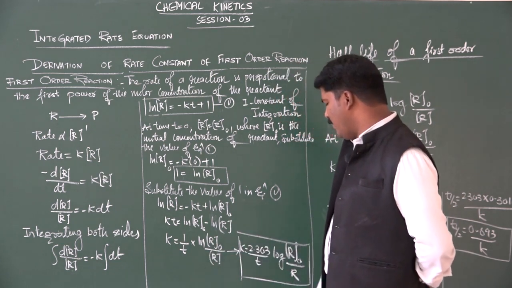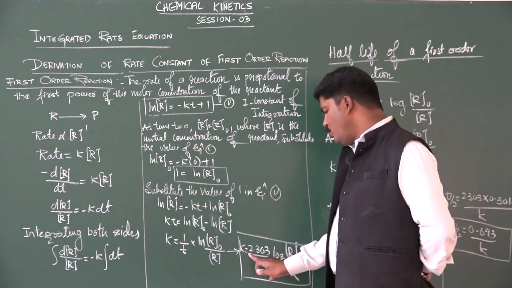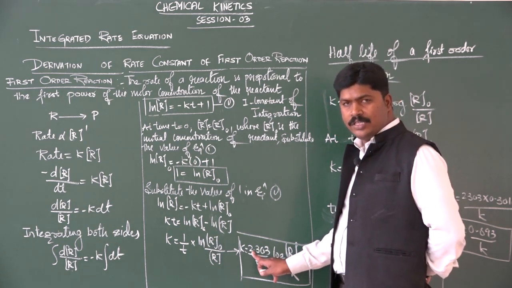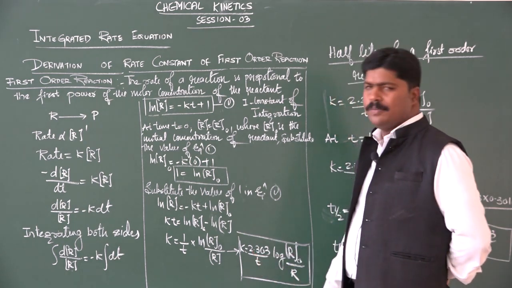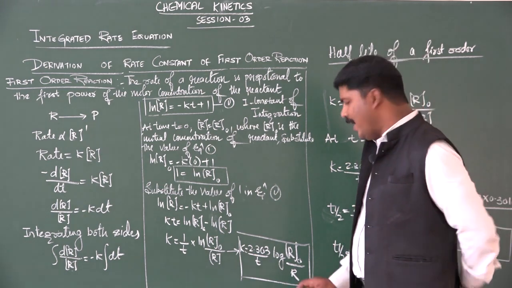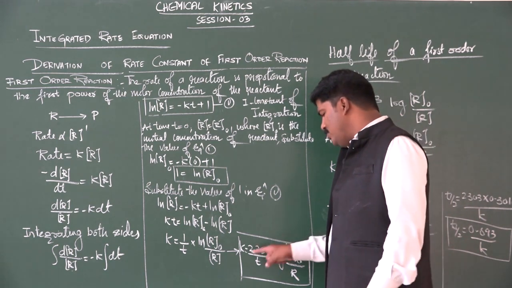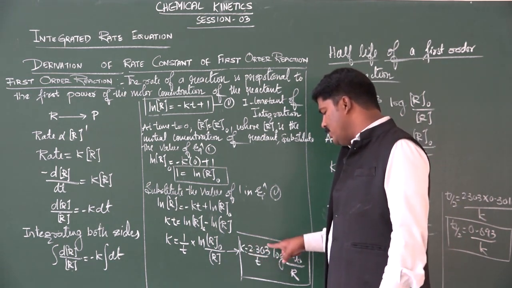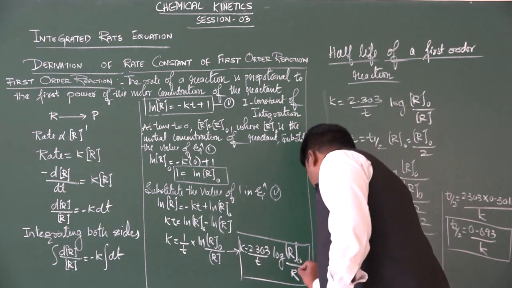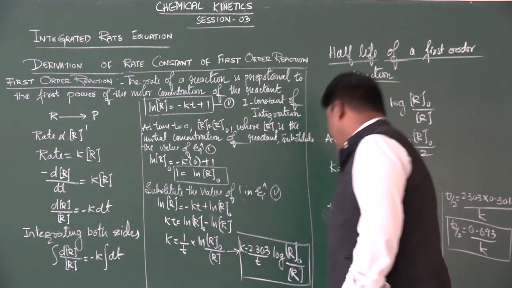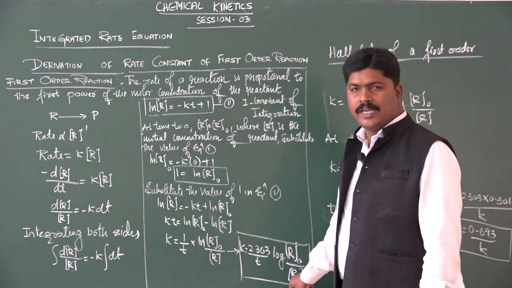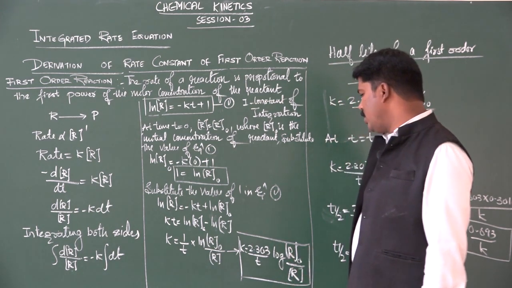Now multiplying the factor by 2.303, you may ask me why should I multiply 2.303? Whenever I want to convert to log base 10, I must multiply by 2.303. Therefore, the final derivation becomes k is equal to 2.303 by t log r naught by r, where r naught is the initial concentration, r is the concentration at a particular time t. So, log r naught by r.